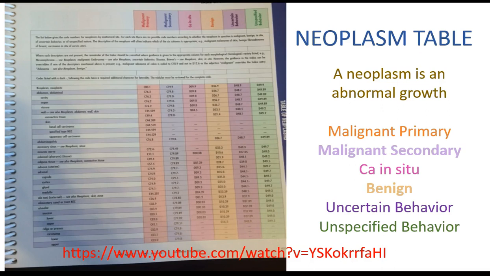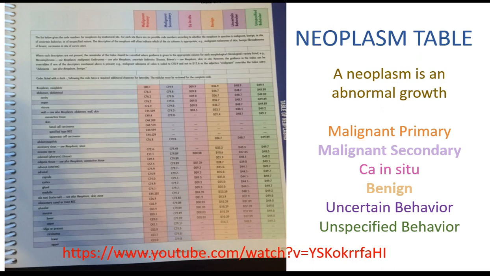Now, a neoplasm is an abnormal growth of tissue that's caused by the rapid division of cells that have undergone some form of mutation. A neoplasm can be benign, which is non-cancerous. It can be malignant, which is cancerous. It could be a primary malignancy, a secondary malignancy. It could be in situ, or uncertain behavior, or unspecified behavior.